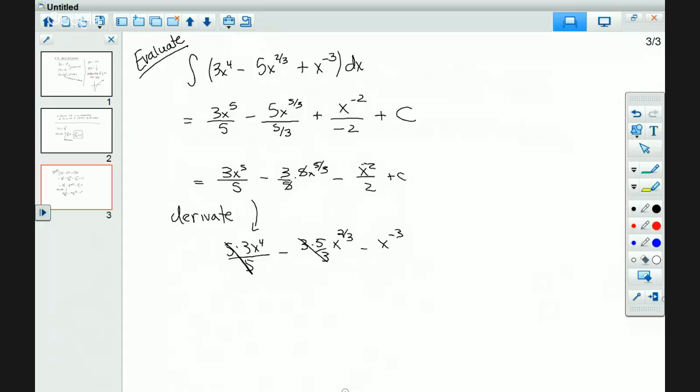Bring the -2 down. Subtract 1. See, those cancel and the negatives cancel to give us a positive. And what's the derivative of C? 0. So you can see how this is working both ways.